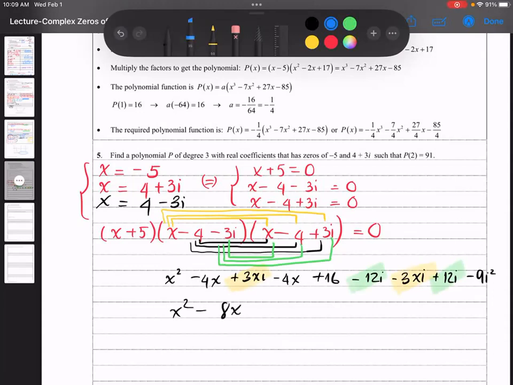Now for the -9i squared, I can convert it into what? This is -9 times -1, yes? Which is +9. Every time you see an i squared, all you have to do is change the sign in front of the number and get rid of the i. It becomes positive, that's all. So that's +9. We're not done yet. What do we have to do?